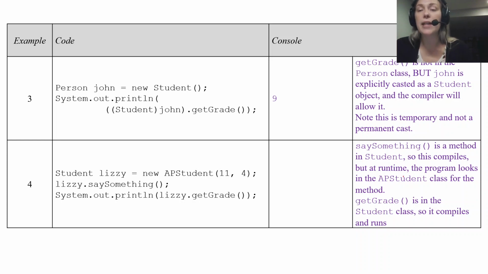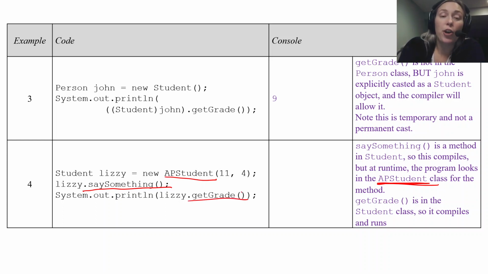So it compiles. At runtime, the program looks in the AP student class for the methods first. So Lizzie.say something, it looks in AP student and it will find it. It says I am an AP student. And it looks for getGrade in AP student. But there's not a getGrade method in AP student. The getGrade method is above it. So because of inheritance, if it can't find it in AP student, it goes one above because it inherits from student, and it'll find the method there and run it.